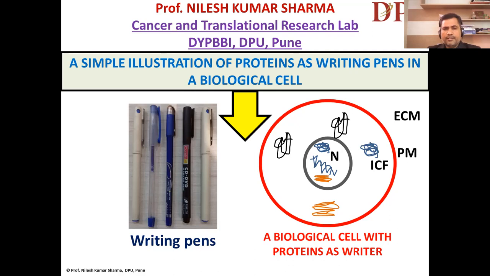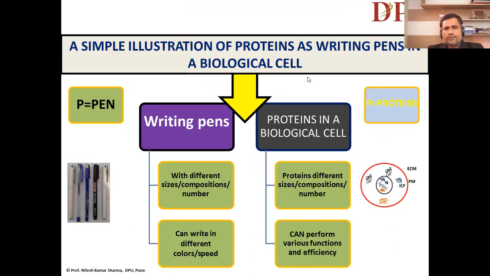All right, my dear friend, if you look at it interestingly, the P alphabet is for pen, and the P alphabet is for protein. For a long time I have had a thought process so that we can make an illustration between these two words, pen, used as writing pens, and P for protein in a biological cell system. So always a question comes to my mind.